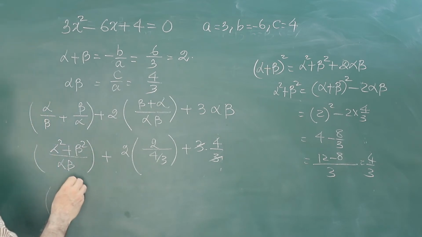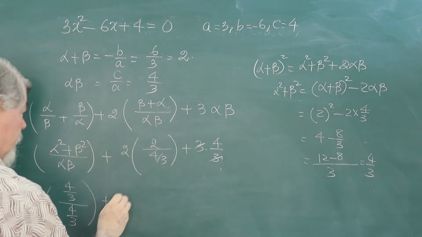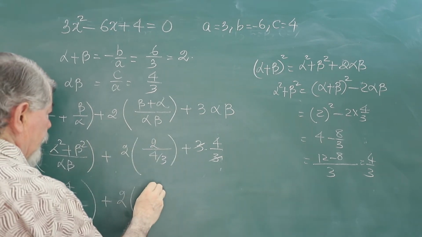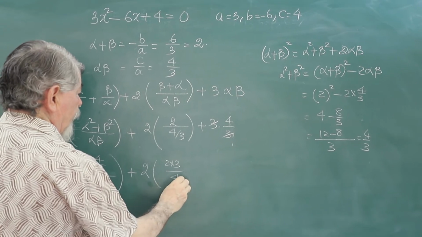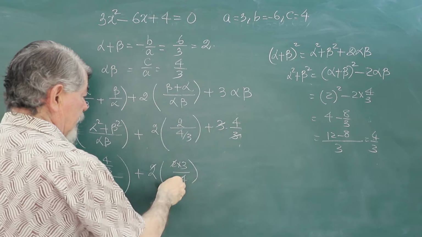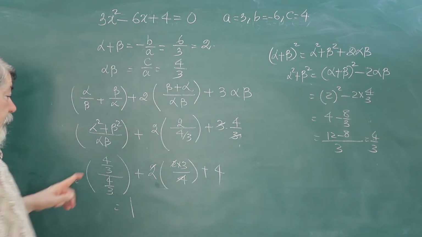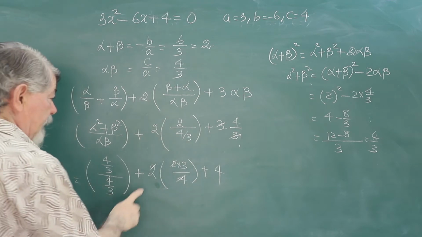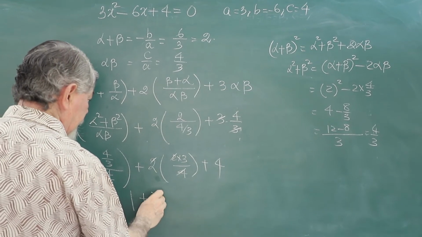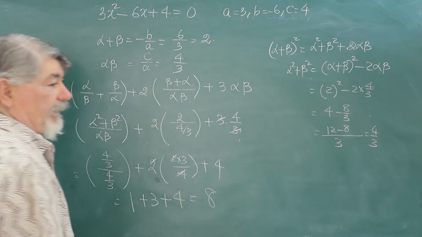So I'll substitute the value 4 upon 3. Alpha beta is how much? 4 upon 3 again. Alpha beta is 4 upon 3 plus 2. It will become 2 into 3 upon 4, because this will go up. 2 twos are 4, it will cancel 4. It will be 4, it is 1, because 4 upon 3 divided by 4 upon 3 will be 1. It will be left here 3 from this, and it will be left 4 here. So your answer will be 8.